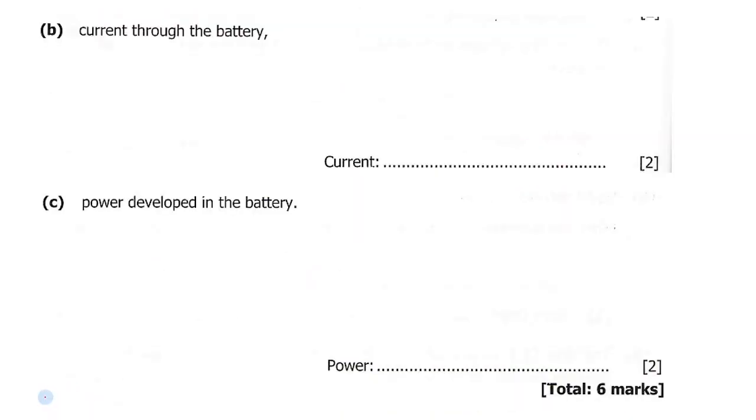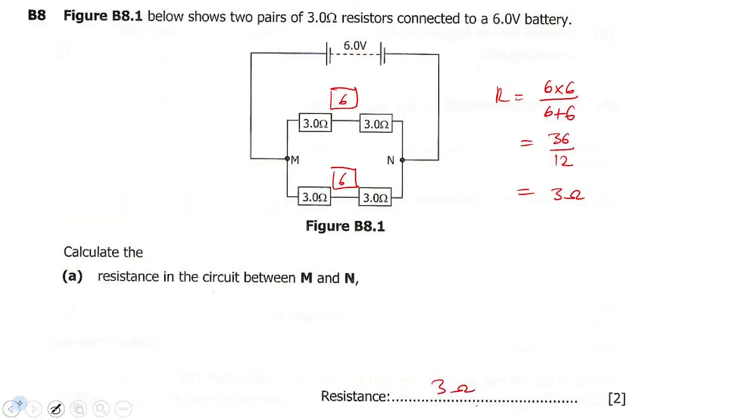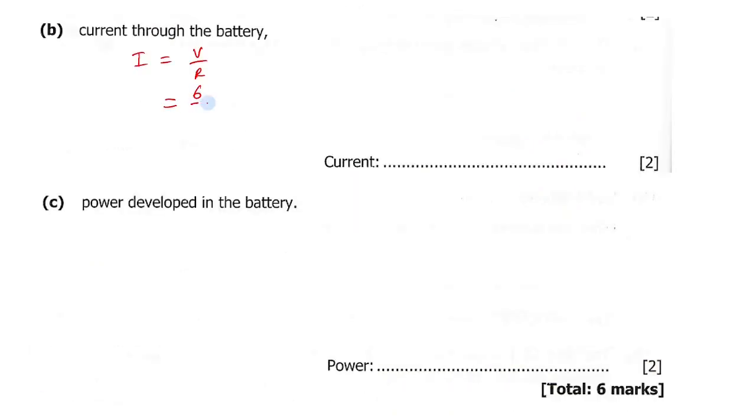Then you come here, current through the battery. Current is equal to voltage over total resistance. Voltage is 6, the resistance is 3. So 6 over 3 is 2. So the current will be 2 amps. Then power developed in the battery. Power is equal to current times voltage. Current is 2, voltage is 6, so you multiply, it will be 12 watts.